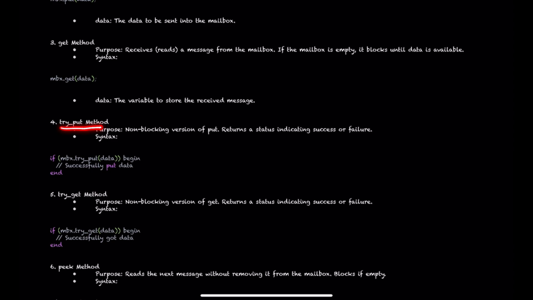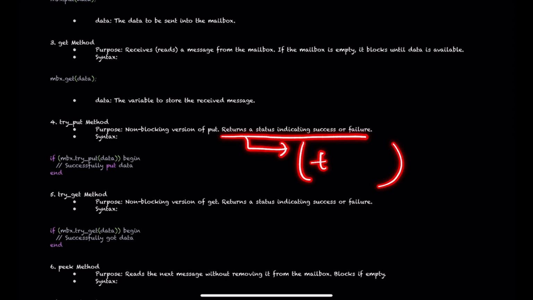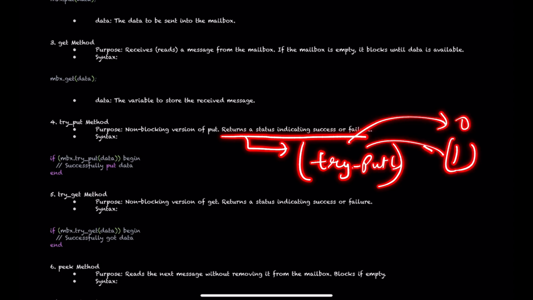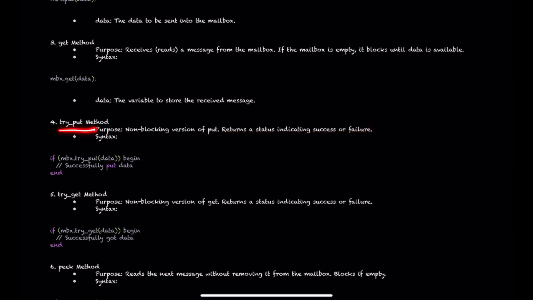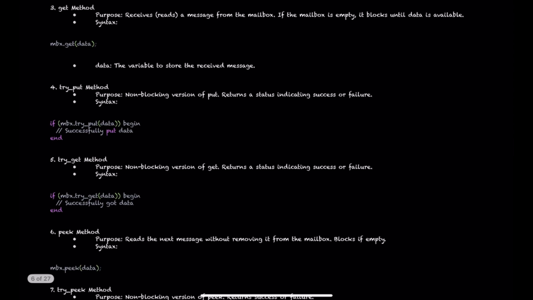Now the try put method. It is a non-blocking version of put. It will return a status indicating success or failure. If we write try_put, data, it will return 0 or 1. If we are putting the data, it will return 1 if the put is successful. Otherwise, it will return 0 if the put is a failure.